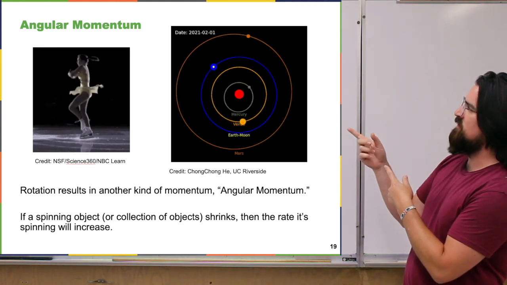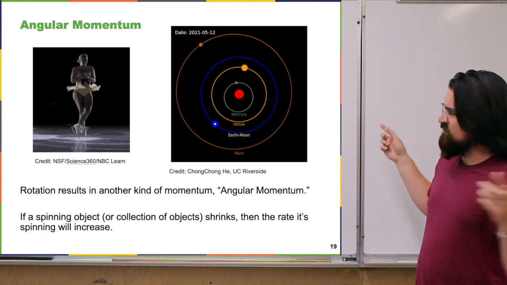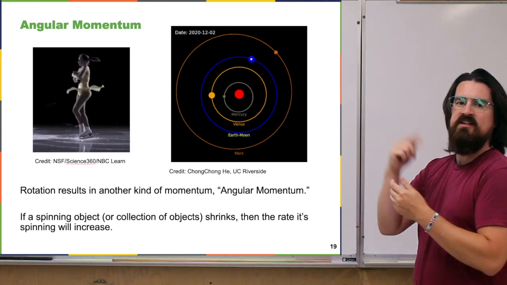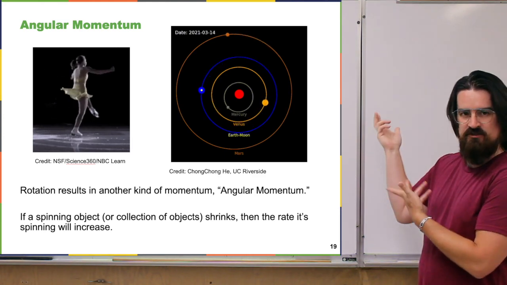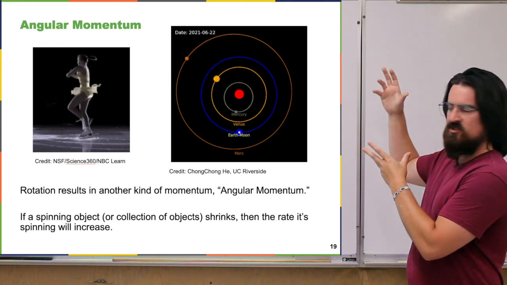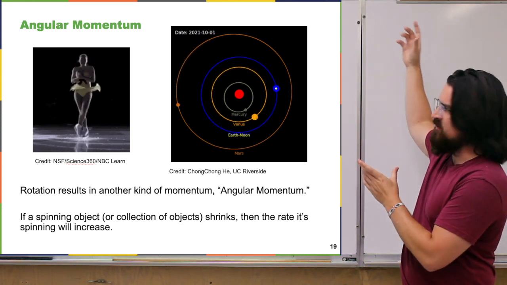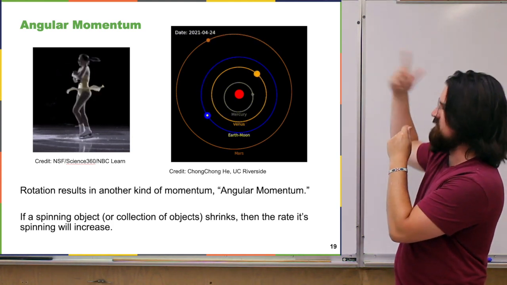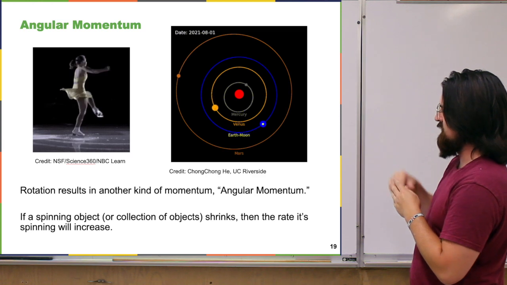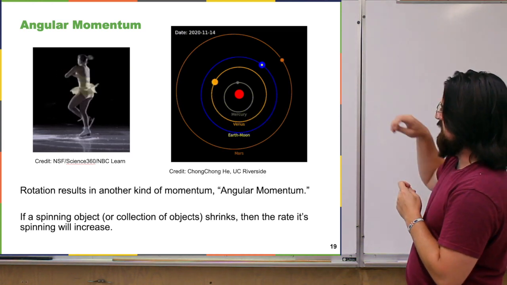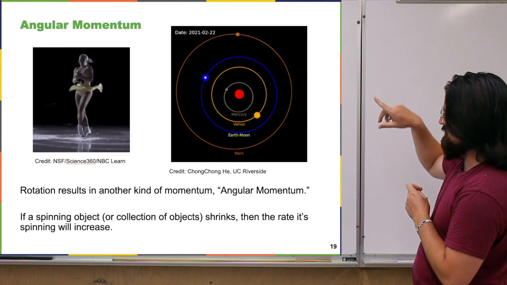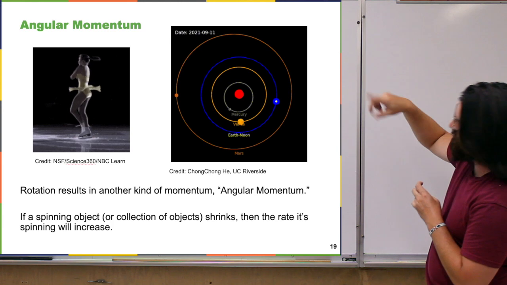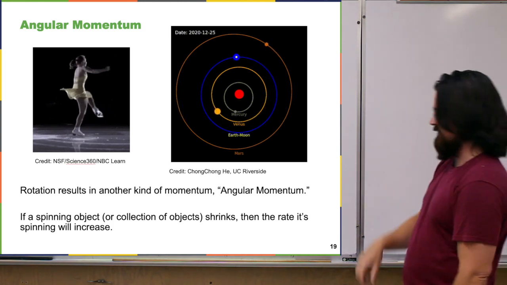We can see that with this ice skater. She's spinning around and she starts to collapse her mass in. She brings her arms in and she spins faster and faster. This also relates to what I told you earlier. If you have orbits around the sun, imagine an orbit that's very far out. If you bring that orbit in and collapse it a bit, then it's going to spin faster. The rate is generally going to increase. You can see that in this diagram of the motion of the planets, or at least the inner planets. Mercury is spinning around quite fast, Venus pretty fast, Earth and the Moon a bit slower, Mars even slower.